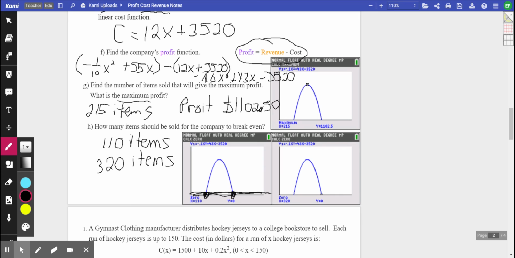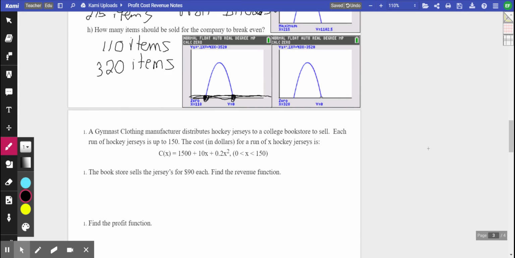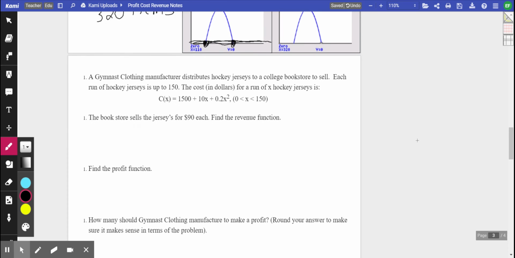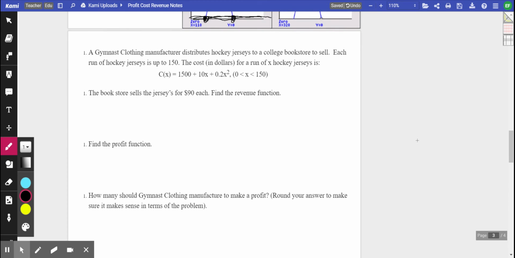They're breaking even. All right, so that concludes our notes from the other day. Now we had our homework examples. In these examples, I've given you a lot of the information. I'm just asking you to find a piece. So here we're talking about a gymnastics clothing manufacturer, and they're distributing hockey jerseys. I'm giving you the cost function here for the specific domain where x, the number of hockey jerseys, is between 0 and 150.